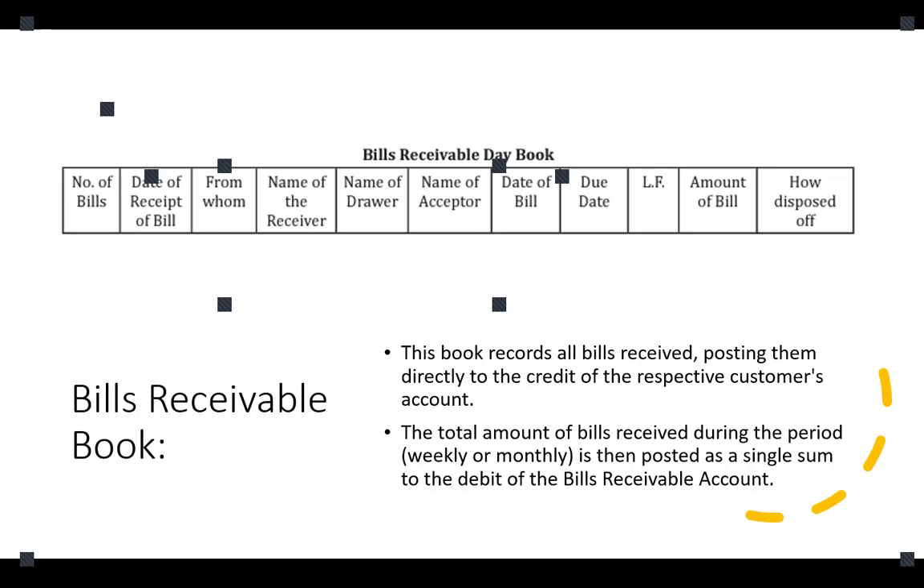how disposed of. All this necessary information is required for preparing a bills receivable book, because bills receivable means an amount where there is a due date for the bill, let's say 10th of July. Now you receive this amount before the 10th of July. So you have to specify the due date was 10th of July, but the day when you have received it, let's say today is the 7th of July.